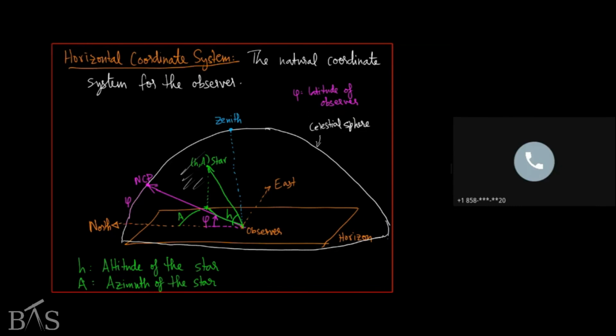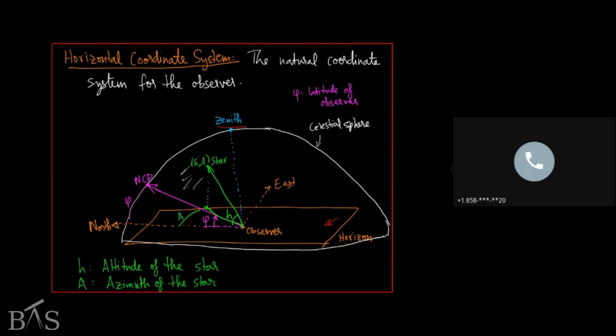Now we are ready to introduce the horizontal coordinate system, also known as altazimuth coordinates. This is the natural coordinate system for the observer. When you go out and look at the sky, this is the coordinate system that you're thinking in terms of. The horizon in this coordinate system is your ground flat plane. Okay, this is the horizon. And the point vertically above you when you go and look at the sky is called the zenith.